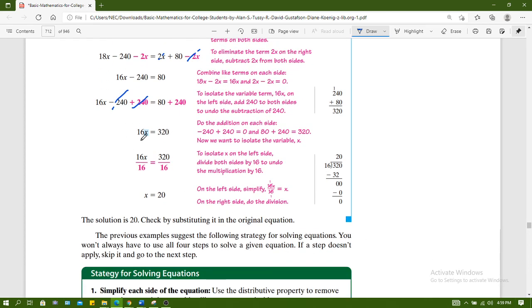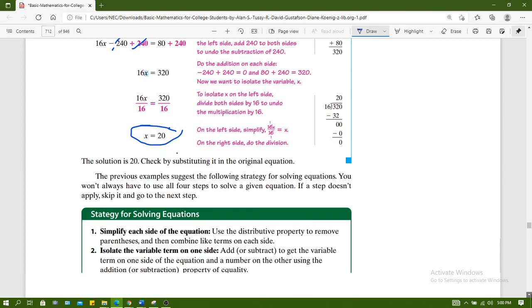Now, since we have still the coefficient for x, you need to divide both sides with the coefficient, which is 16. So 16 divided by 16 is 1. So you copy x na lang. 320 divided by 16 is 20, and you get x equals 20. Hala, oy. Okay, kana siya. So the solution is 20. Now you can check if the solution really is 20 by checking it.